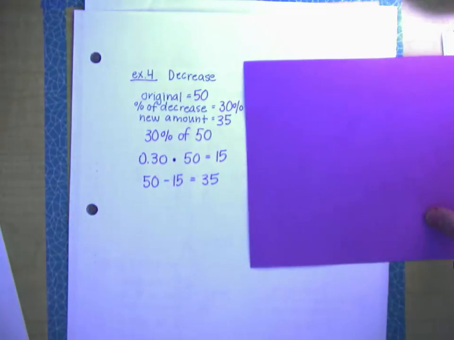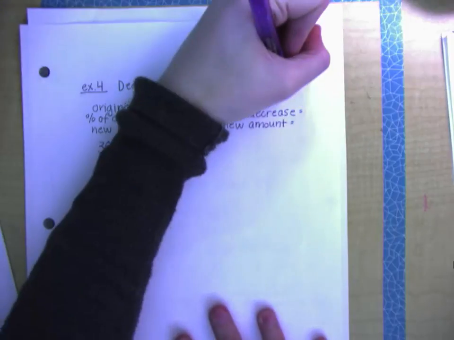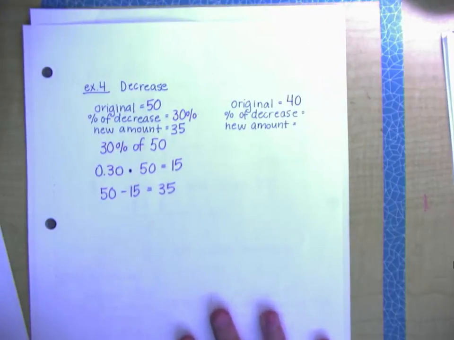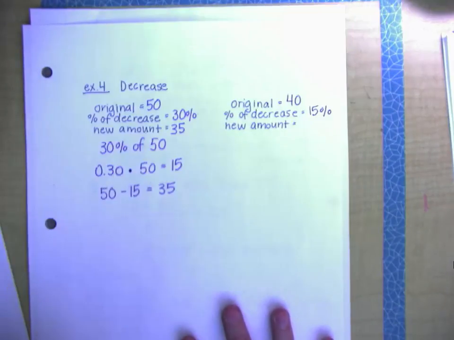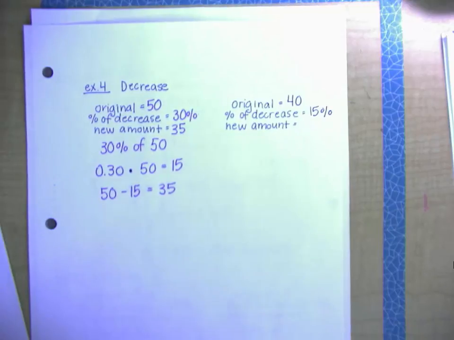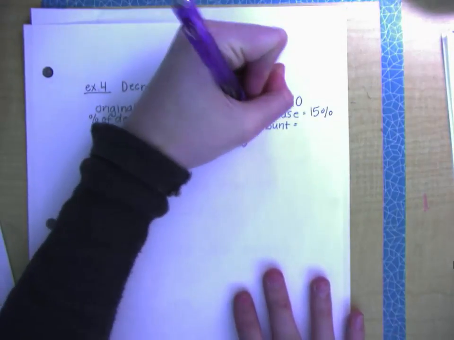All right, let's do another one. Let's say we start with 40, and we're going to decrease by 15%. So I need to figure out what my new amount is going to be. Okay, so Sadie, what's the first thing I need to find out? Before I do that, I have to find out what is 15% of 40, right? That's what I've got to look for first.